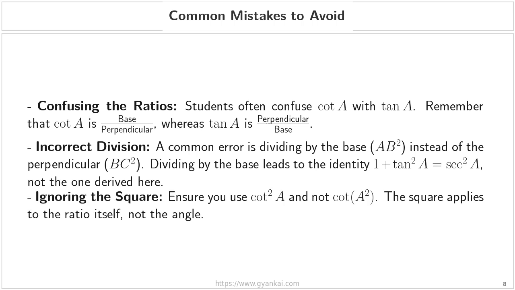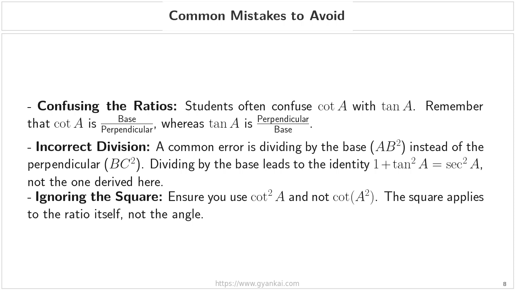Finally, pay close attention to your notation regarding exponents. Please ensure you use cotangent A squared and not cotangent of A squared. It is a subtle but crucial difference. The square applies to the trigonometric ratio itself, not to the angle inside the parentheses.